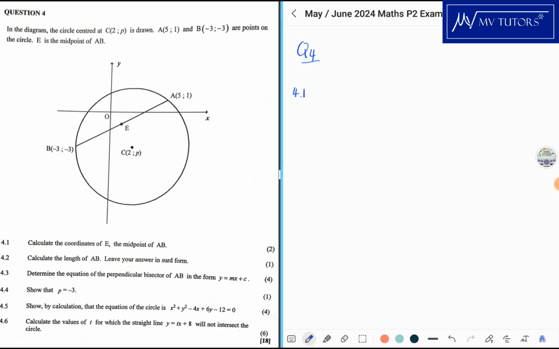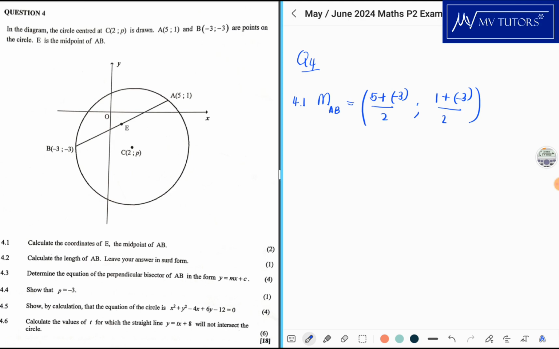Now 4.1. It says calculate the coordinates of E, the midpoint of AB. Okay, so coordinates of E, so midpoint of AB. The x-coordinate of A is 5. The x-coordinate of B is -3 over 2. The y-coordinate of A is 1. The y-coordinate of B is -3 over 2.